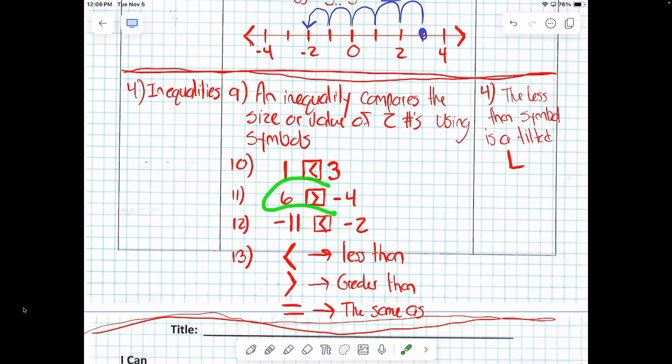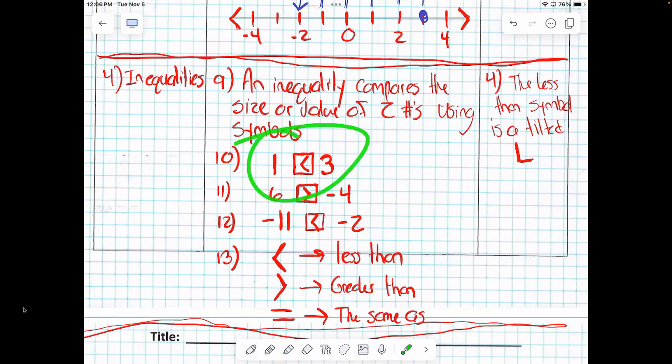Let's read this inequality symbol on the count of 3. 1, 2, 3. 6 is greater than -4. Let's read this one on the count of 3. 1, 2, 3. -11 is less than -2. So we always read them from left to right. True or false?